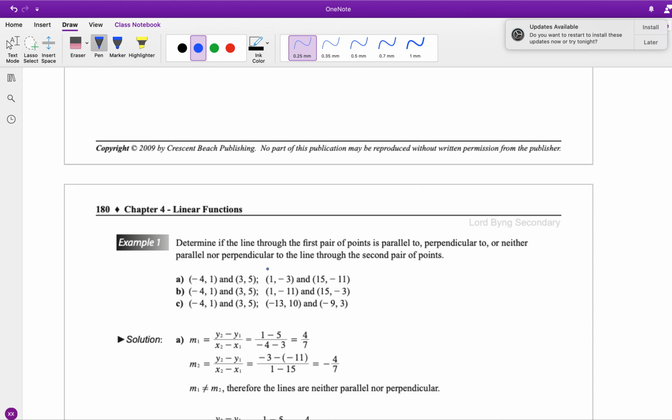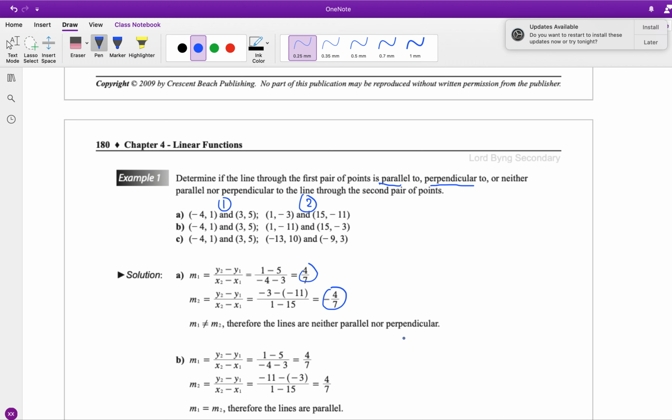Now they said that, you see, this is 2 points on line 1. This is 2 points on line 2. Now they're asking whether or not they are parallel or perpendicular. Okay, so you use these 2 points to calculate the first slope is this. The second slope is negative that, -4/7. So therefore, they're not either parallel or not perpendicular.